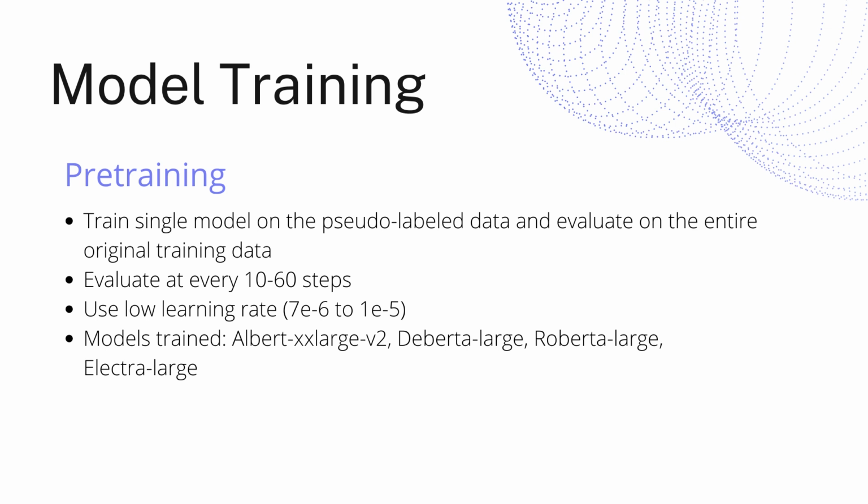This was widely used in this competition because the training was quite unstable. So we also make use of lower learning rates, 7e-6 to 1e-5. This is also because of unstable training. The models trained were Albert XX large V2, Deberta large, Roberta large, and Electra large.